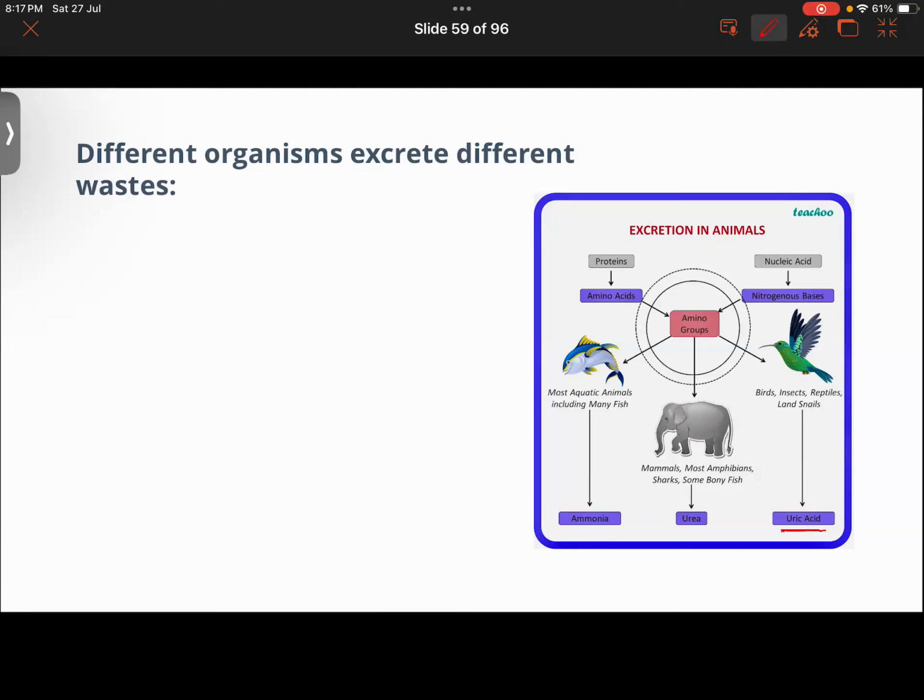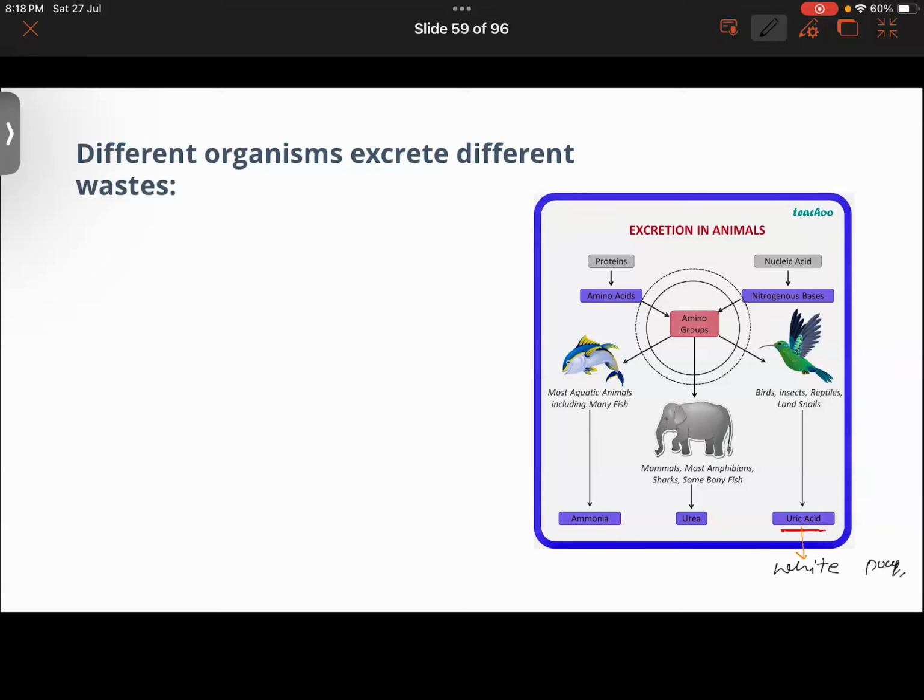Ever imagine why bird poop is white in color? Ever thought about why usually the bird poop is white? Because it contains a very high concentration of uric acid. Because of the presence of uric acid, the poop of birds is usually white. Understood this, guys?